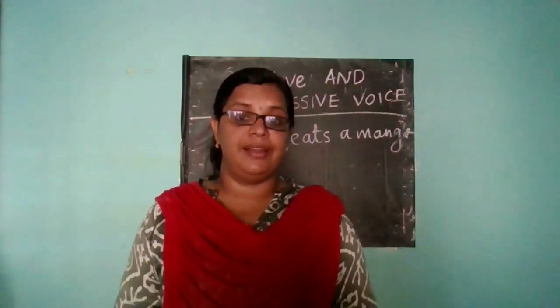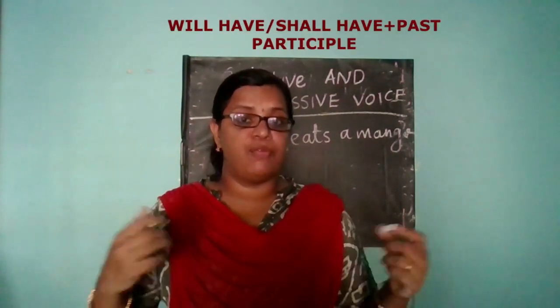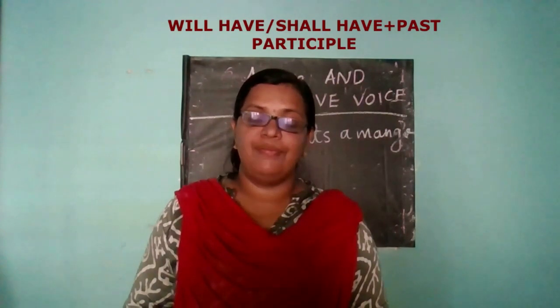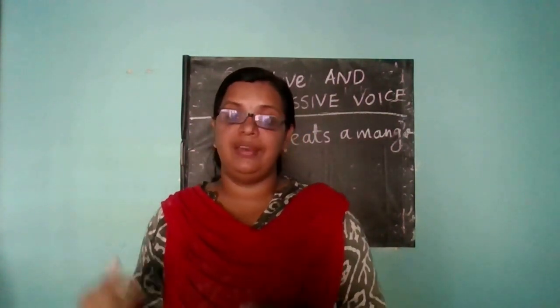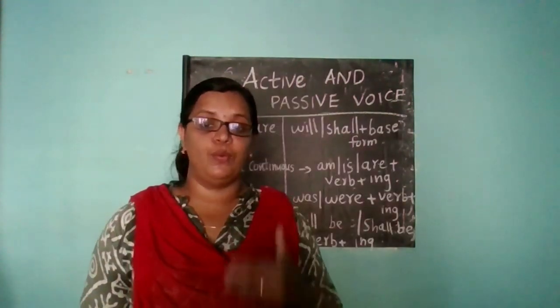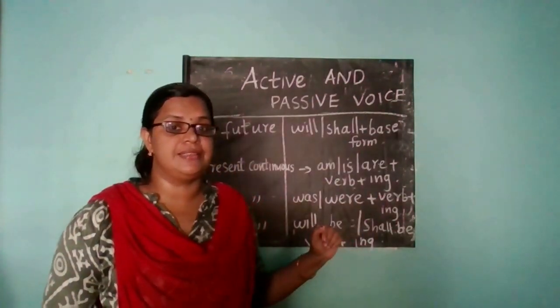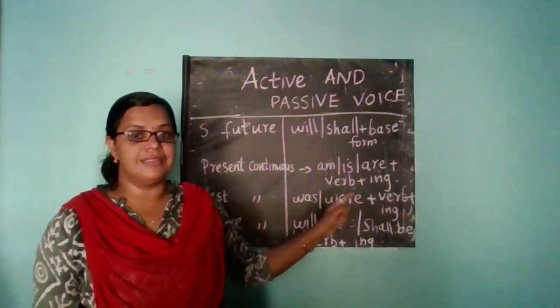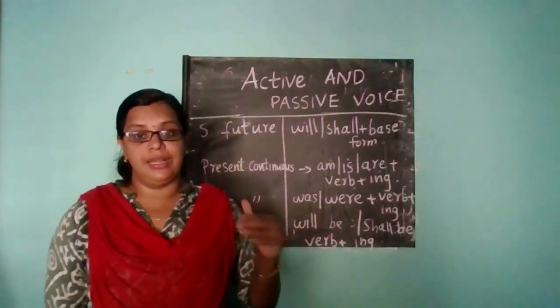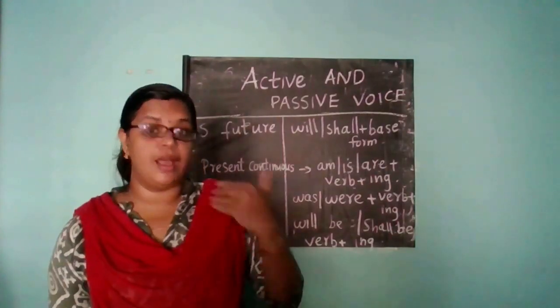Okay, then future perfect. What is the format of future perfect? Will or shall plus have plus V3 form. Then tell me what is the format of simple future tense? Will or shall plus base form. They will come. We shall play outside.